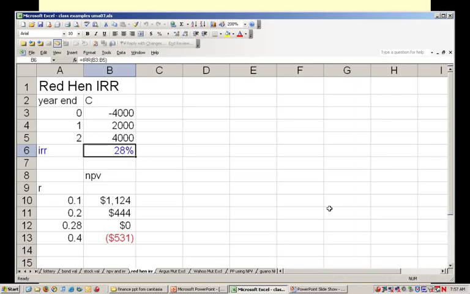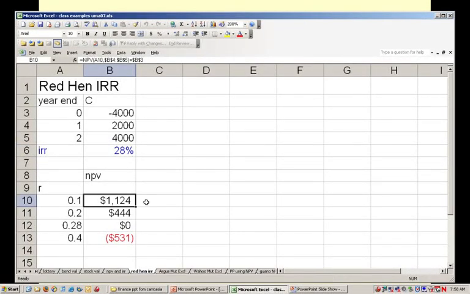To demonstrate the relationship between NPV and IRR, let's calculate the net present value of Red Hen's business opportunity at various discount rates. So I have discount rates down this column of 10%, 20%, 28%, and 40%. I won't bother to recalculate all of the net present values associated with these discount rates, but you can see what happens. When we have a discount rate, say of 10%, that's lower than our calculated IRR, we'll have a very positive net present value.